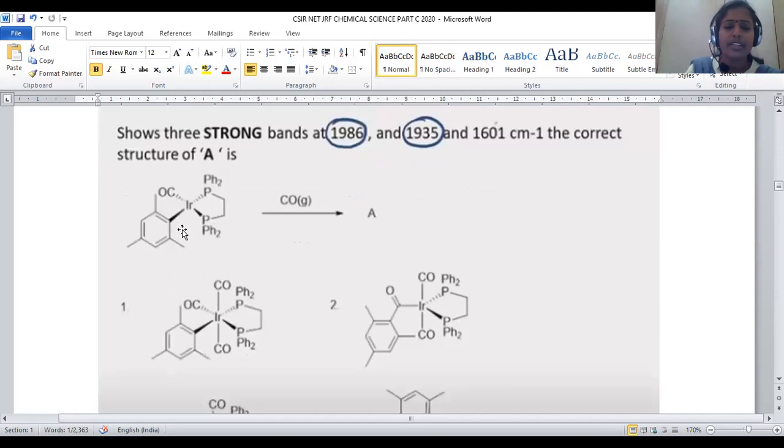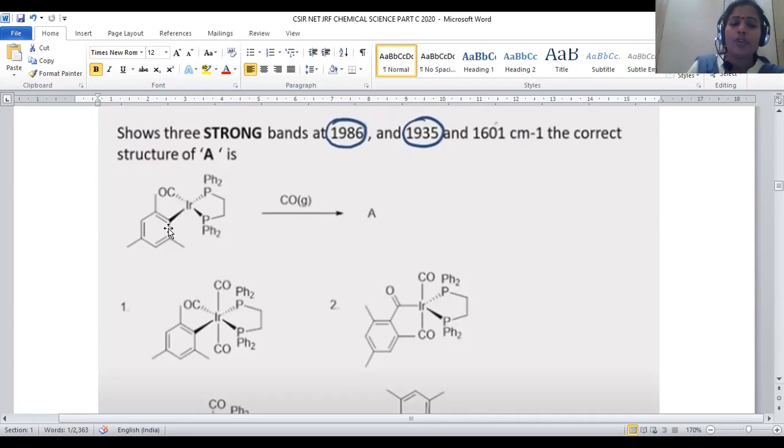The starting material provided here is an iridium square planar complex. This iridium is associated with one bidentate ligand, that is PPh2CH2CH2PPh2. This is the chelating ligand. On another side a carbonyl group is there, and on one more side we have a phenyl group. And we are adding carbon monoxide under gaseous conditions. Carbon monoxide will be added to this compound under gaseous conditions.